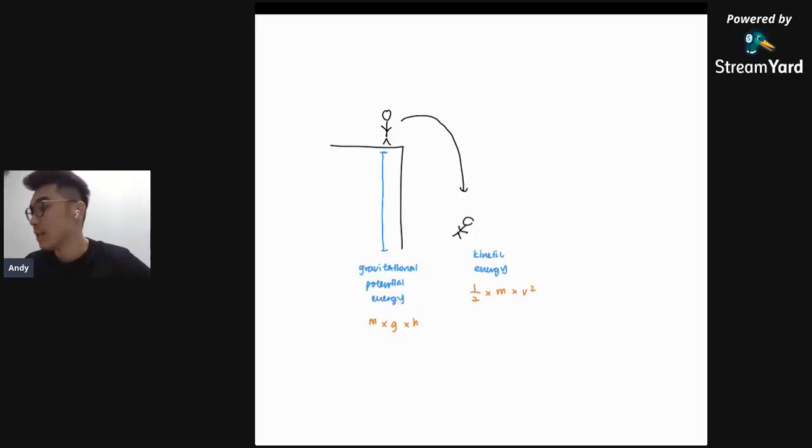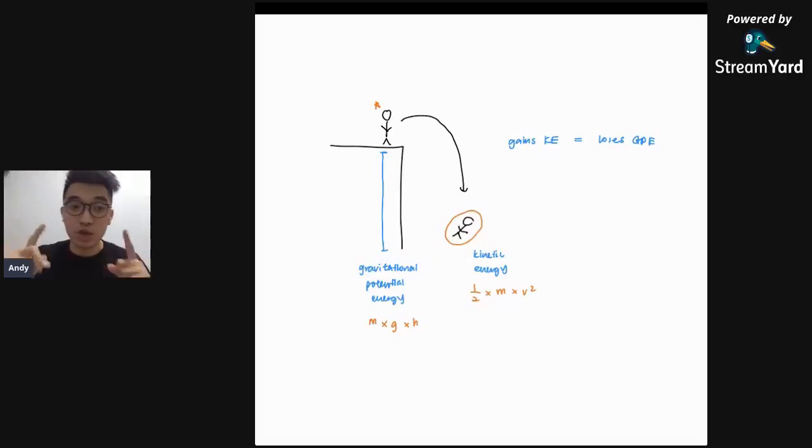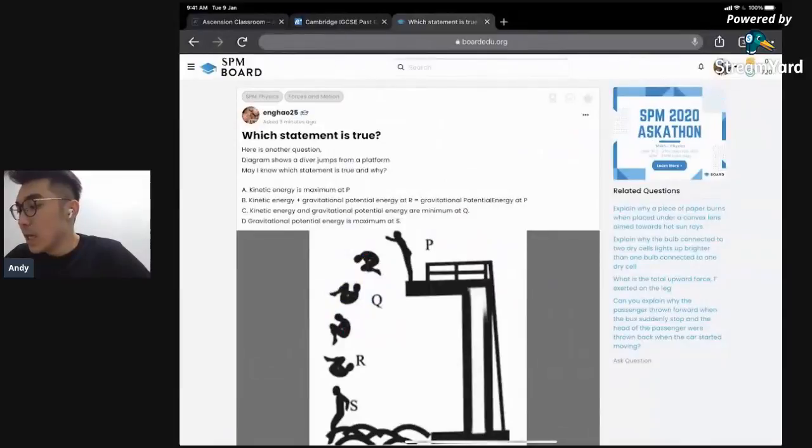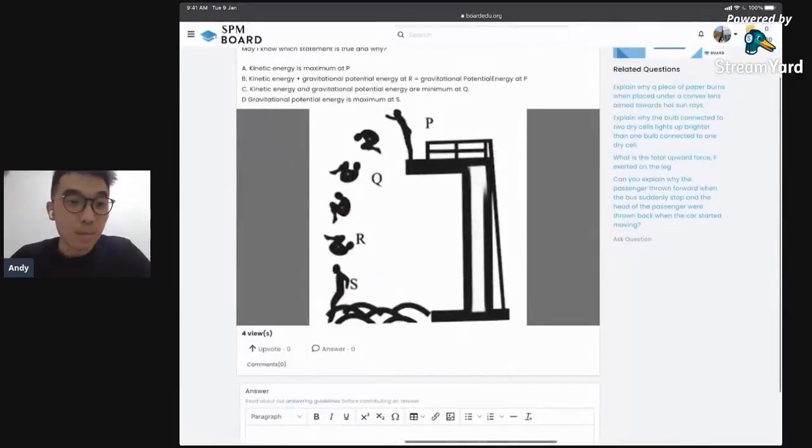So this is what's going on after the diver jumps off the platform. So it gains kinetic energy, okay, and it loses gravitational potential energy. But these two should equate because that's the principle of conservation. Yeah. So coming back to the question, it says kinetic energy is maximum at P. No, it is not maximum at P because at P it has the greatest height. So that wouldn't be a very good answer.